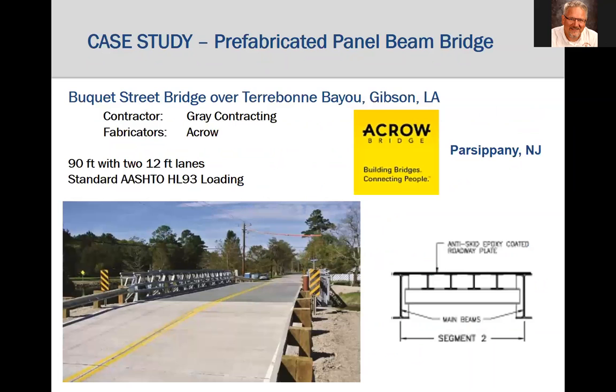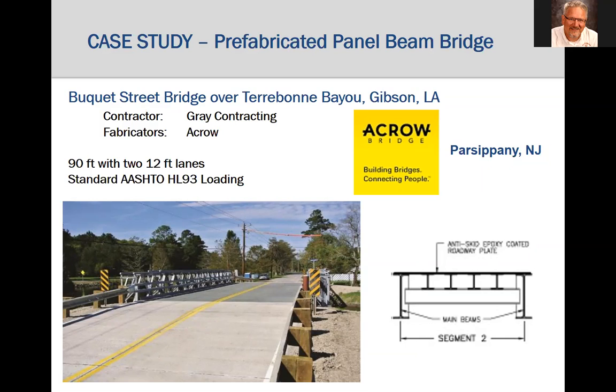So we will start with what's called the Bouquet Street Bridge in Gibson, Louisiana. Now, I don't know if I said that name right, but that's how I'm going to say it. The Bouquet Street Bridge replaced a 5-span concrete deck bridge supported on piles that was constructed in 1962. The prefabricated panel beam bridge replacement was 90 feet long with two 12-foot travel lanes.